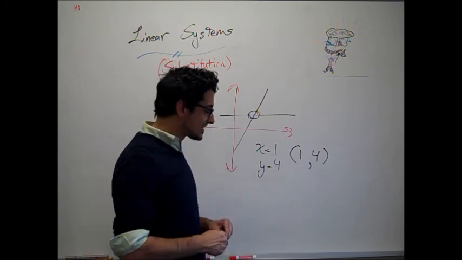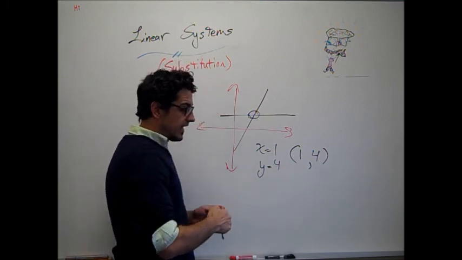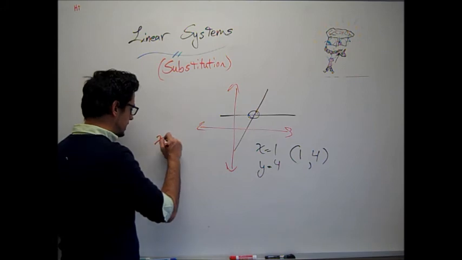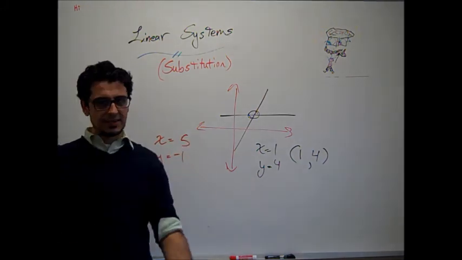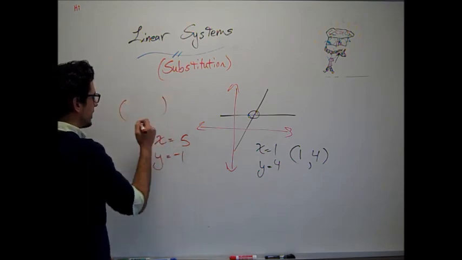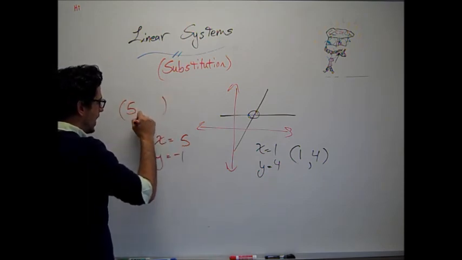The second one that we did ended up with an answer of x equals 5 and y equals negative 1. That being the case, then they are an ordered pair. So x is 5, y is negative 1.